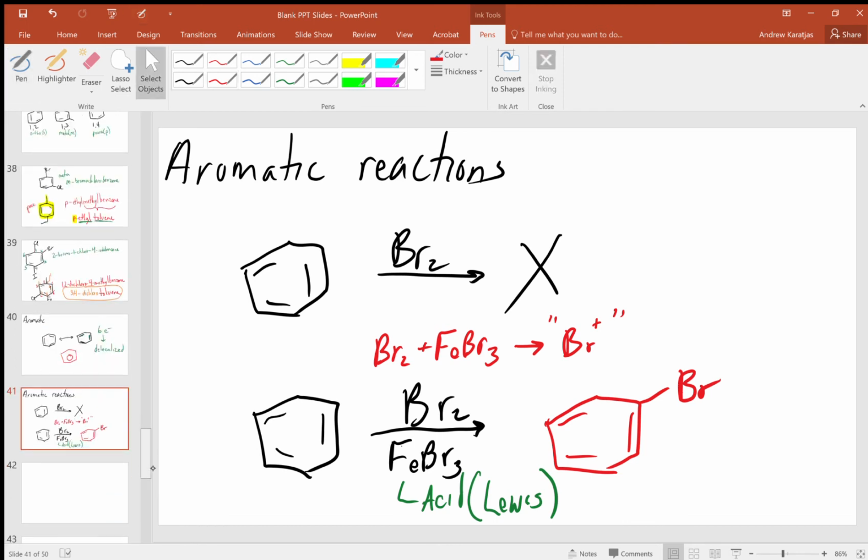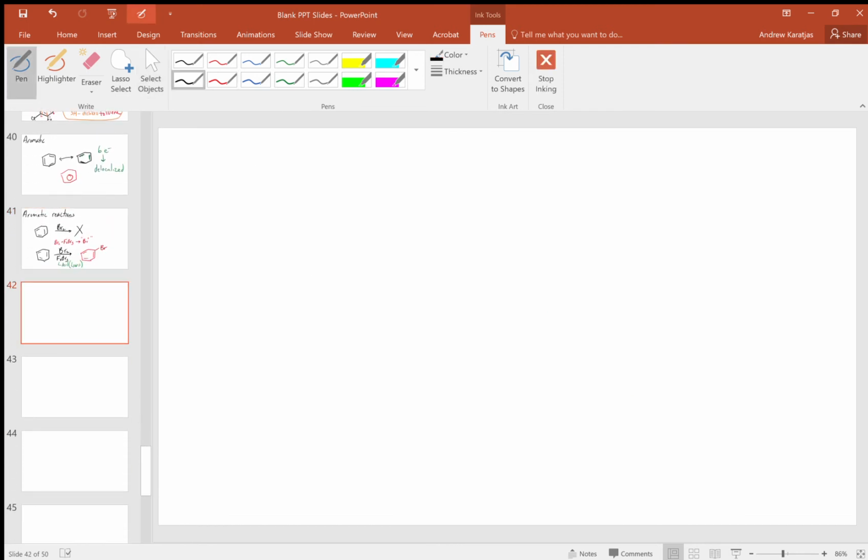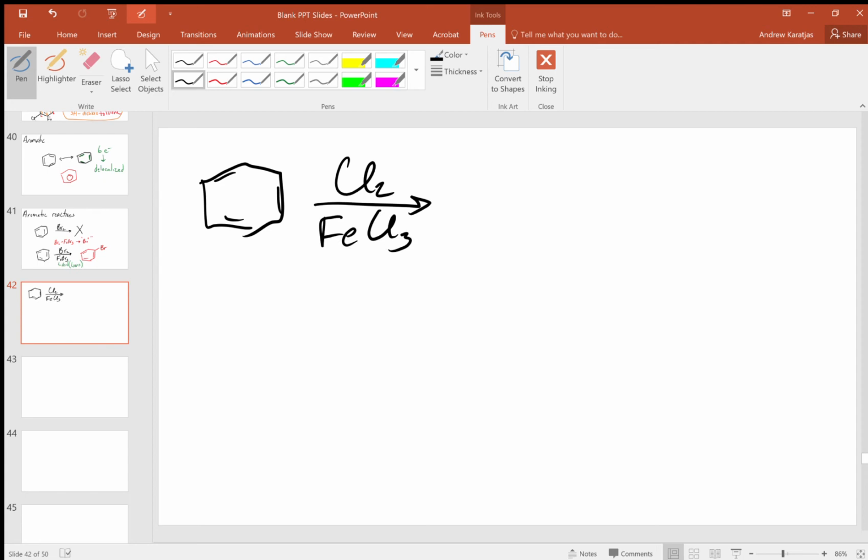And so we can do this reaction with bromine, and we can do it with chlorine as well. So same thing, Cl2, FeCl3. And again, you'll replace one of the hydrogens on the ring with a chlorine.